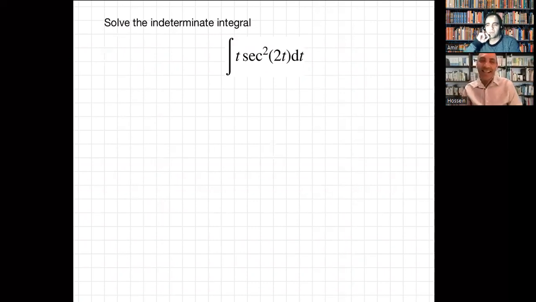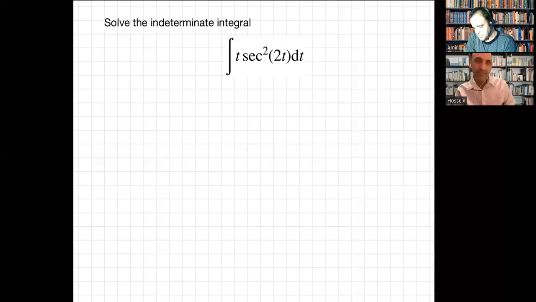Okay, this is another integral. This is an indeterminate integral, and as you can see on the screen, the expression inside the integral is t times secant squared of 2t dt. So it's a polynomial function multiplied by a trigonometric function. So please help us find the answer for this problem.